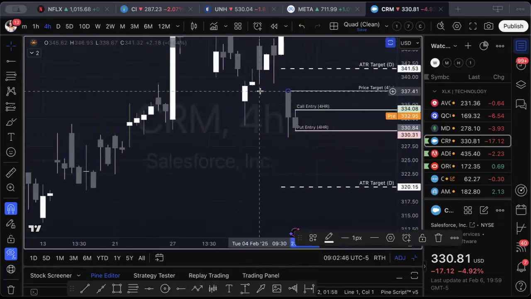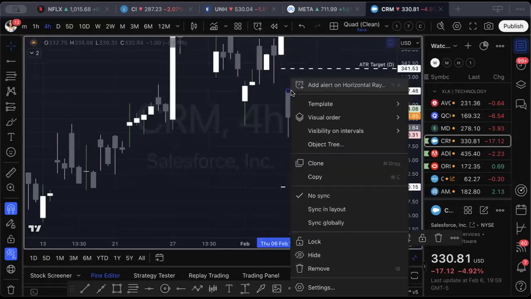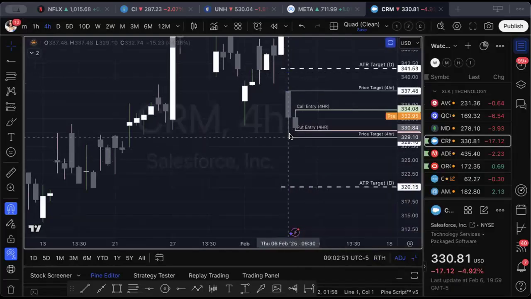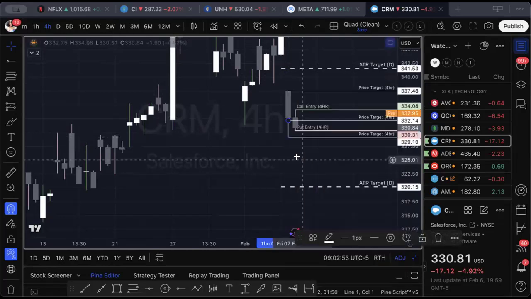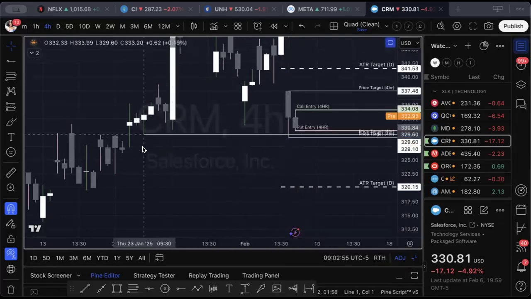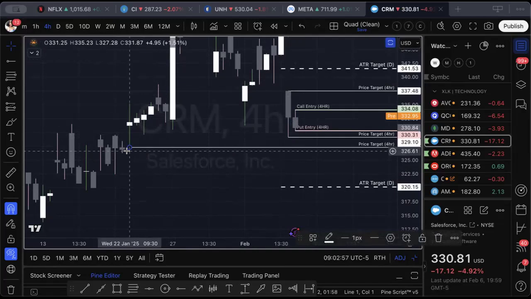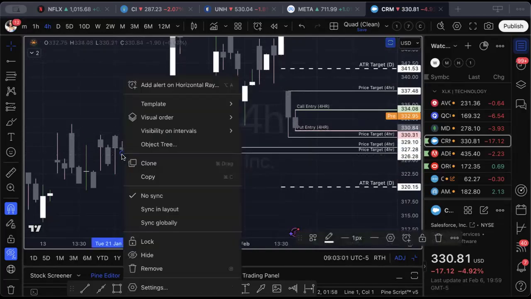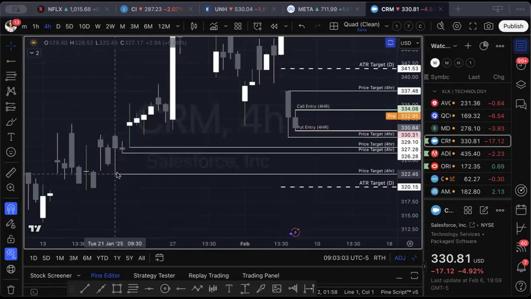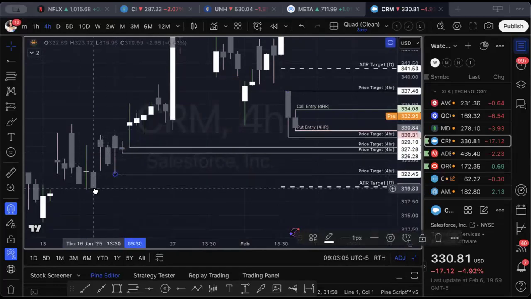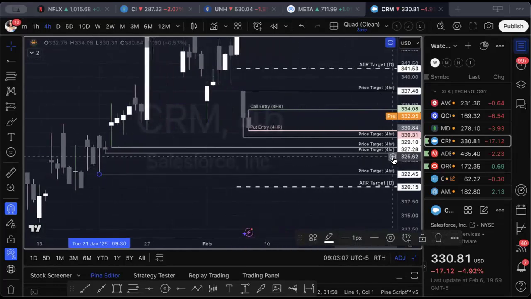Okay, and then to the downside, let's map out our PTs. So that's PT1. That's PT2, 3, and 4. And does this one? Yeah, that's a little bit lower, so we can stop right there.